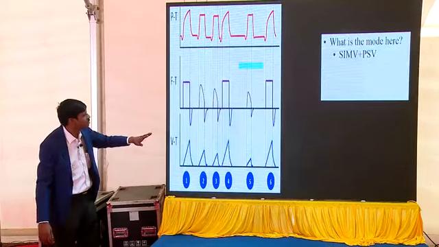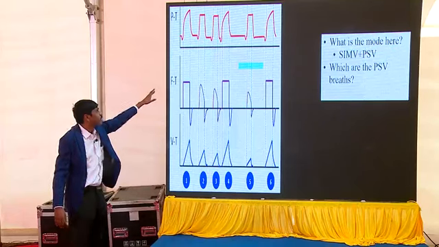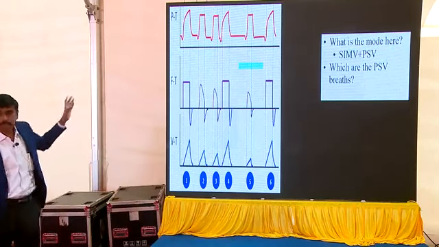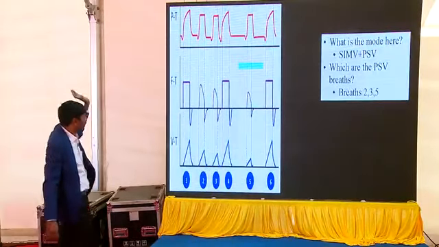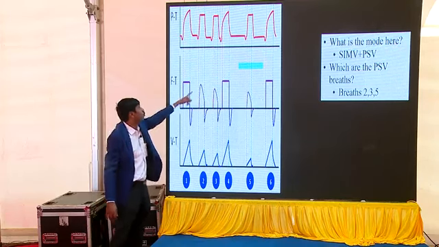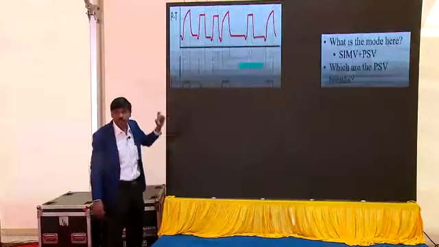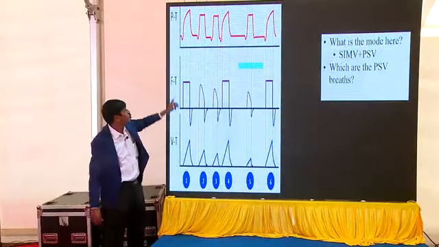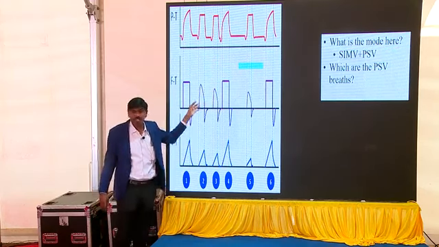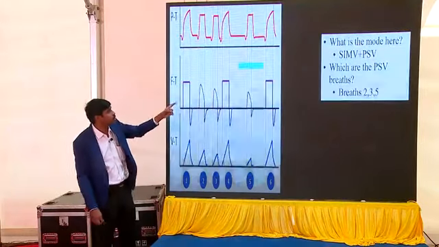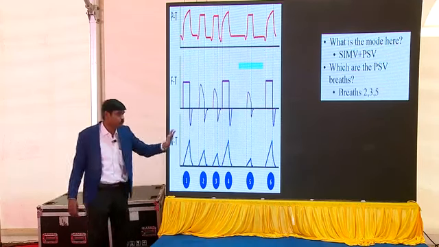So what is the mode you find here? It is SIMV plus PSV, not SIPPV. The intermittent breaths, which earlier had lesser volume, now have an inspiratory pressure boost or pressure support. So the in-between breaths also are supported, not as well as the control breaths, but you still have a little more. That's called SIMV plus PSV. What are the PSV breaths here? Breaths 2, 3 and 5.